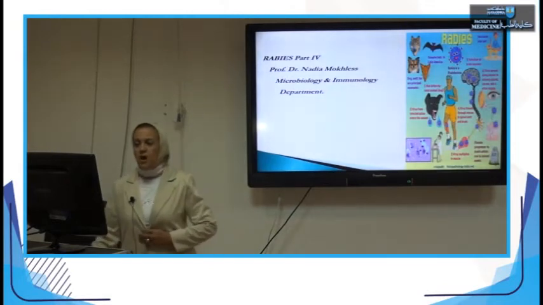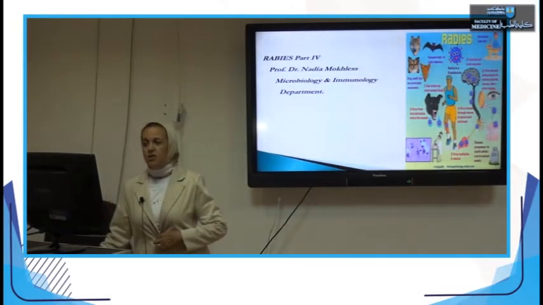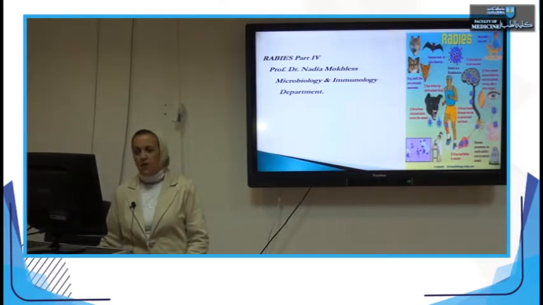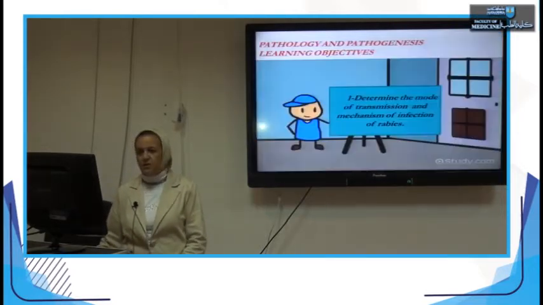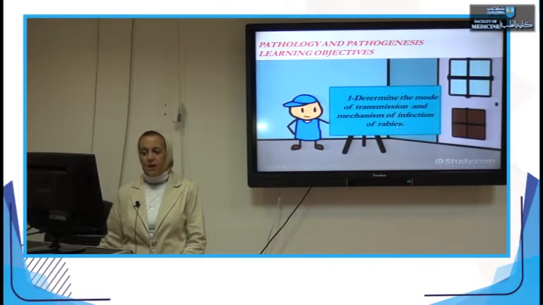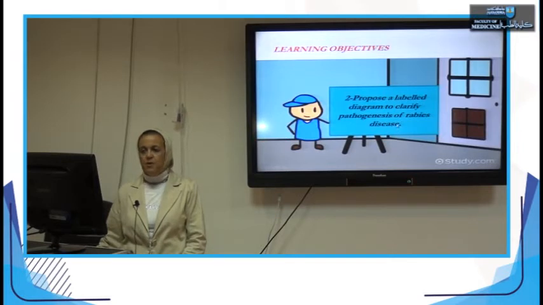We are going to understand and proceed with the next part, which is the pathogenesis of viral infections, of rabies virus. The learning objective is that by the end of this lecture, you should determine the mode of transmission and mechanism of infection of rabies, and propose a diagram to clarify the pathogenesis of rabies disease.